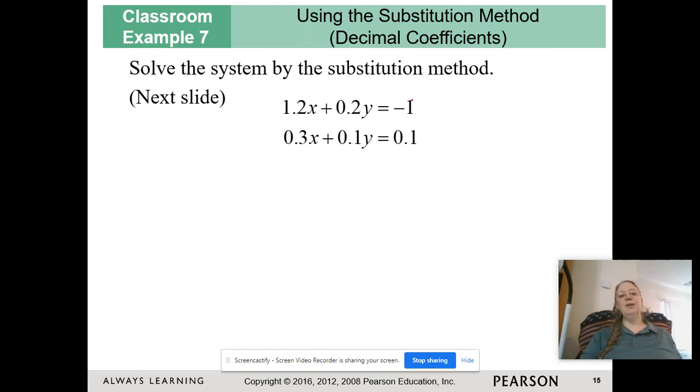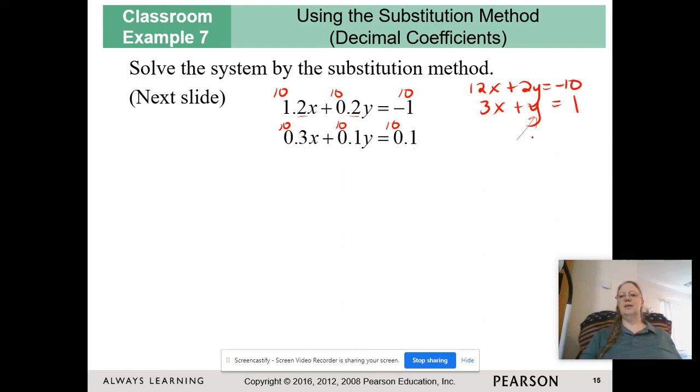In a similar manner, we can do these problems where they have decimals. So we count up the number of decimal places. In this case, we've got 1, so I'm going to multiply by 10. And I've got 1 decimal place, so this one I'm also going to multiply by 10. So my new problem would be 12x plus 2y is equal to negative 10. And 3x plus y is equal to 1.